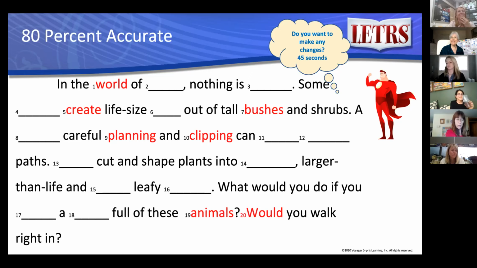I can't get ants out of my head. Meet Edward Scissorhands. Creating art from plants. Some garden animals, the woods, hedge sculptures. Okay, so we have some possibilities.